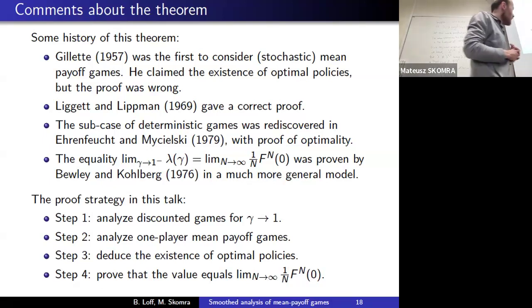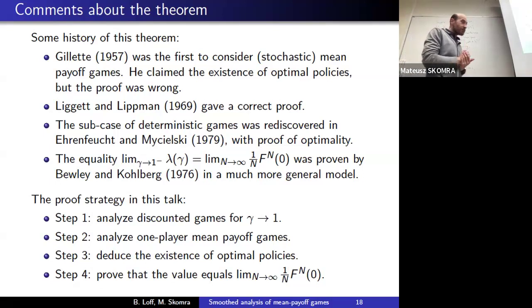Okay. So now I wanted to present you maybe some bits of the proof of this theorem, which, as I told you, is more complicated. The proof that I have on the slides has four steps. First of all, we will analyze what happens to discounted games as the discount rate goes to one. Then we will analyze what happens in one player mean payoff games. By combining these two things, we can deduce the existence of optimal policies. And at the end, we can prove this equality for the value vector. So these are the four steps.